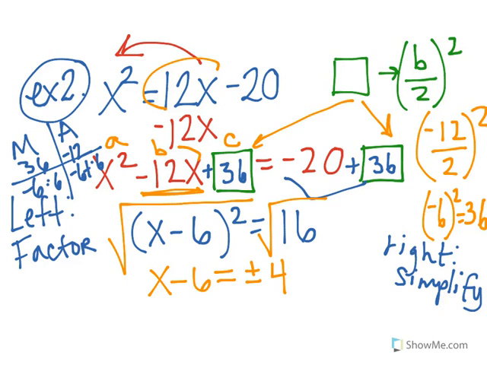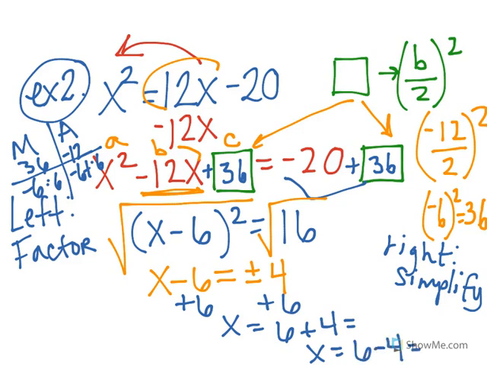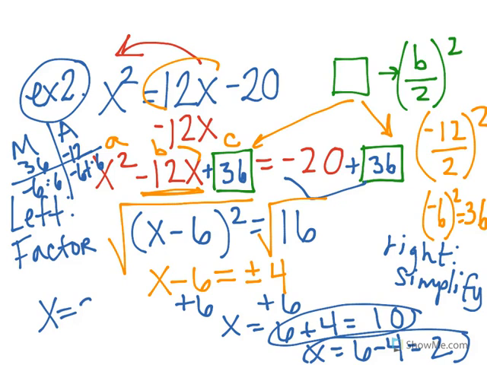And now you can just solve for x. So you can just add 6, add 6. This plus or minus gives me 2 equations. I have one equation that's 6 plus 4, and the other equation is 6 minus 4, because plus or minus means positive and it means negative. So 6 plus 4 is 10, and 6 minus 4 is going to give me 2. So this gives me my 2 answers. My x's would be 2 and 10.